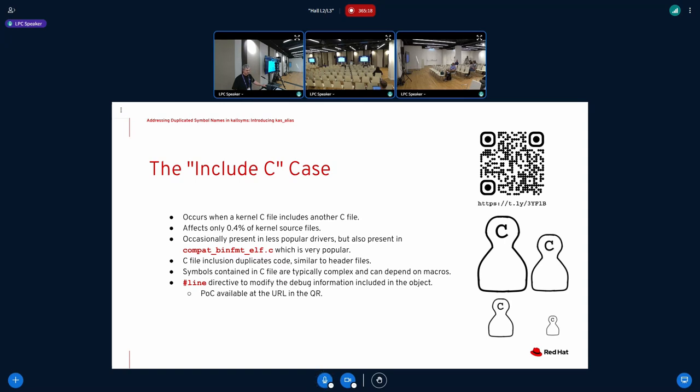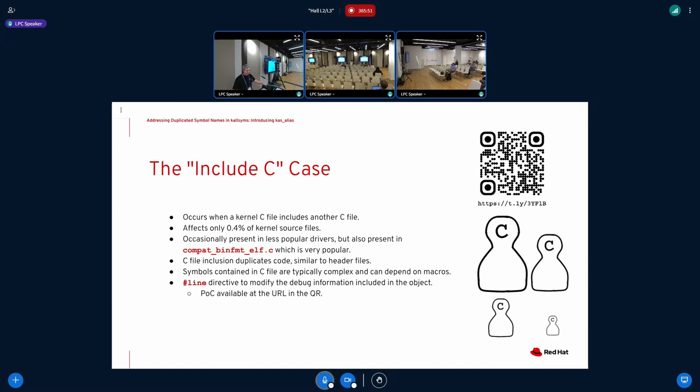In fact, it affects only about 0.4% of the kernel source files. Most of these aren't even popular files or drivers that you see in every distribution, but there is one notable exception. It is this compat_binfmt_elf.c. So, what's the deal with this file? Well, it is a clever trick that allows a 64-bit kernel to support 32-bit ELF files, reusing the existing code.